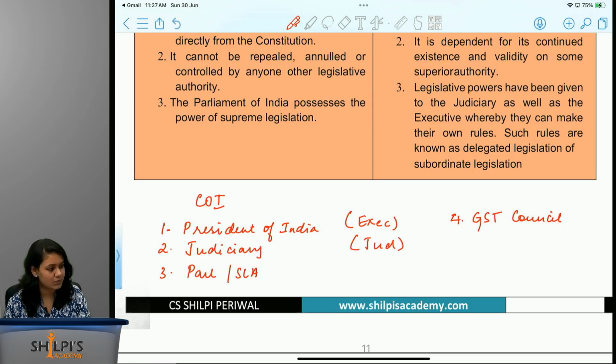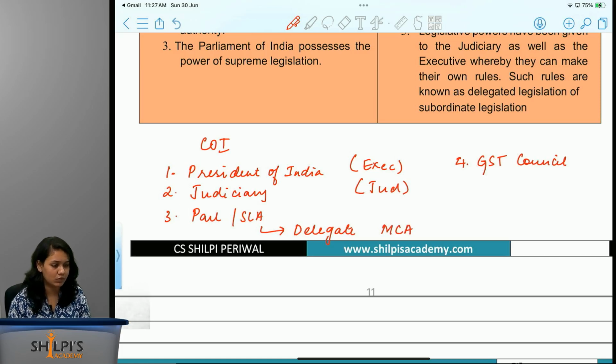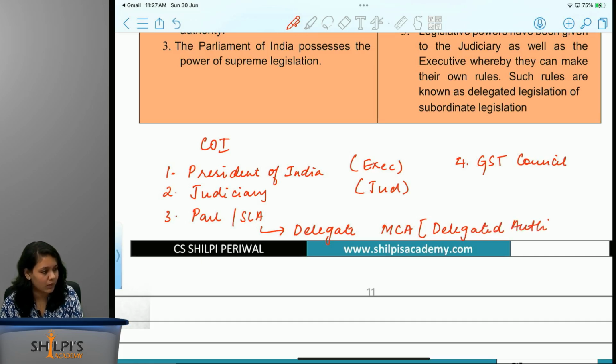And all of these people, I'll call them the supreme authority. When these authorities make law, we call that supreme legislation. But say Parliament decides to delegate their power to, say, a Ministry of Corporate Affairs to formulate rules for company law aspects. Then they're taking a little bit of their power and giving it to the Ministry of Corporate Affairs. Ministry of Corporate Affairs does not have its power from the Constitution. It gets its power from somewhere else. And therefore, this Ministry of Corporate Affairs is a delegated authority.